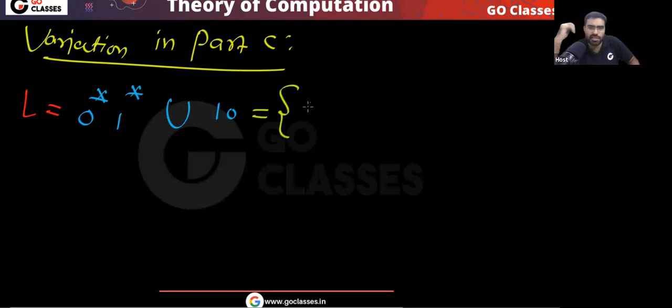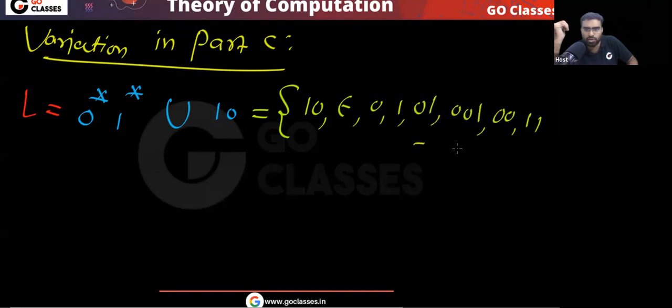So first you understand the language. In this language you have 1 0, you have the empty string, you have 0, you have 1, you have 0 1, you have 0 0 1, you have 0 0, you have 1 1, and so on. So tell me, first of all, which pumping length will work?